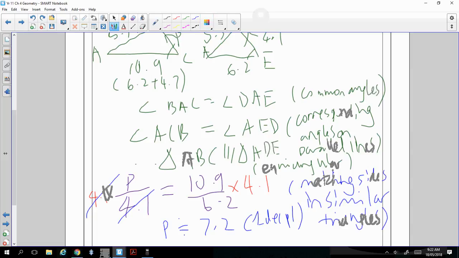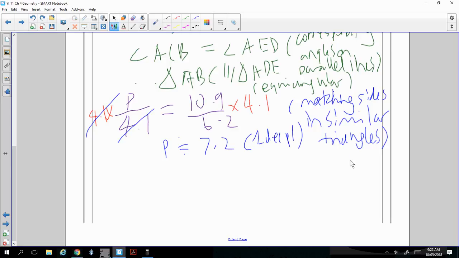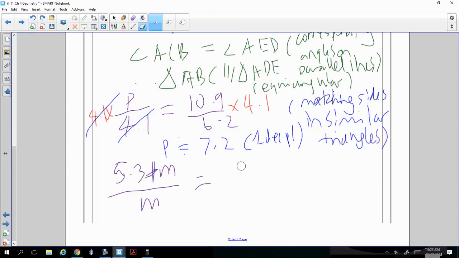So if I want to find out M, I have to do 5.3 plus M over, no, I'm using ratio of matching sides, equal to 10.9, actually not over M, 5.3 plus M over 5.3 equals, bingo, okay, equal to 10.9 over 6.2, right?